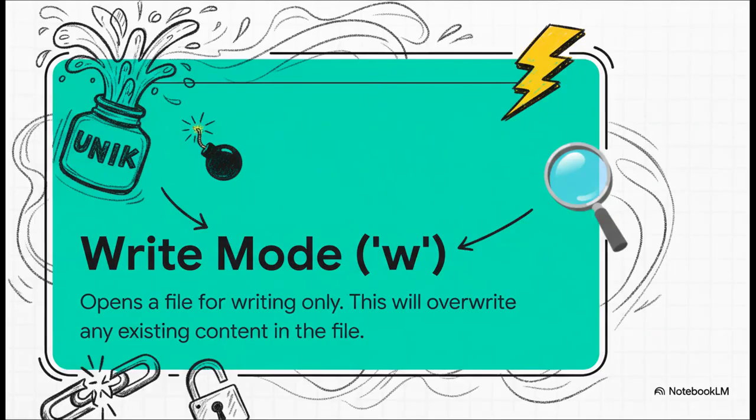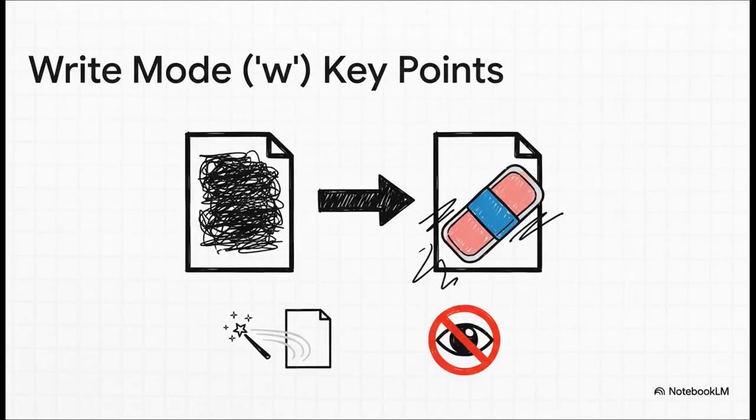All right, now for the most powerful and, potentially the most dangerous mode, W for write. This mode is all about one thing, starting with a completely blank slate. And I really can't stress this enough. Using W mode will overwrite everything. If that file already has data in it, it is gone forever. This is where so many of those accidents happen.